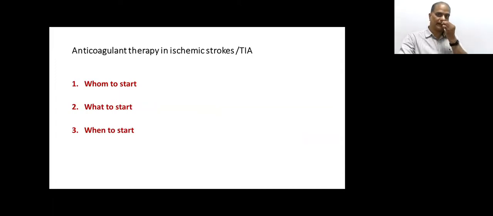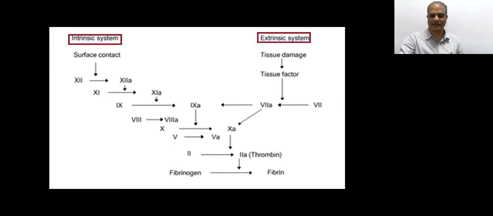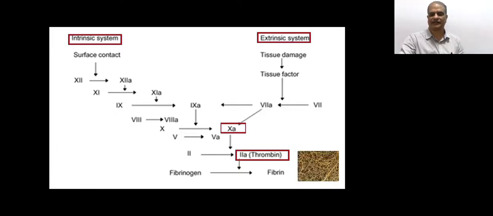So before we start, we'll just brush up on some very basic pharmacology. We'll have to look at the mechanisms of action to understand these drugs better. As all of you know, we have the intrinsic and the extrinsic systems, which finally culminate in the activation of factor 10 to factor 10A. That's the common pathway. Activated factor 10 will convert prothrombin to thrombin, which finally converts fibrinogen to fibrin, which forms the meshwork. So this is, in a nutshell, the coagulation cascade. We'll see where each of these drugs fits into this.